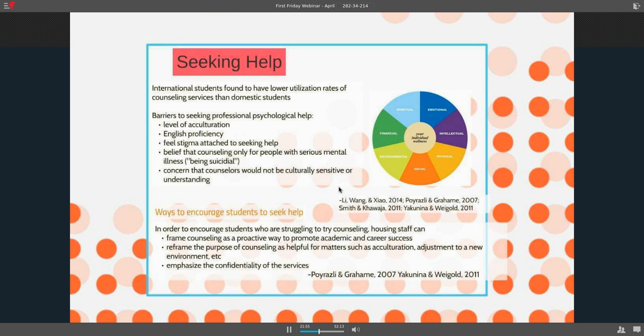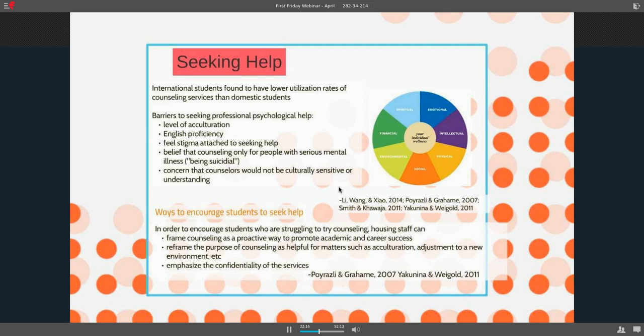Which brings us to our next slide. Unfortunately, international students are found to also have lower utilization rates of counseling services than domestic students. And some of the barriers can be the level of acculturation. If you just feel overwhelmed in a very new environment, then seeking out help is probably just an additional step that's overwhelming.